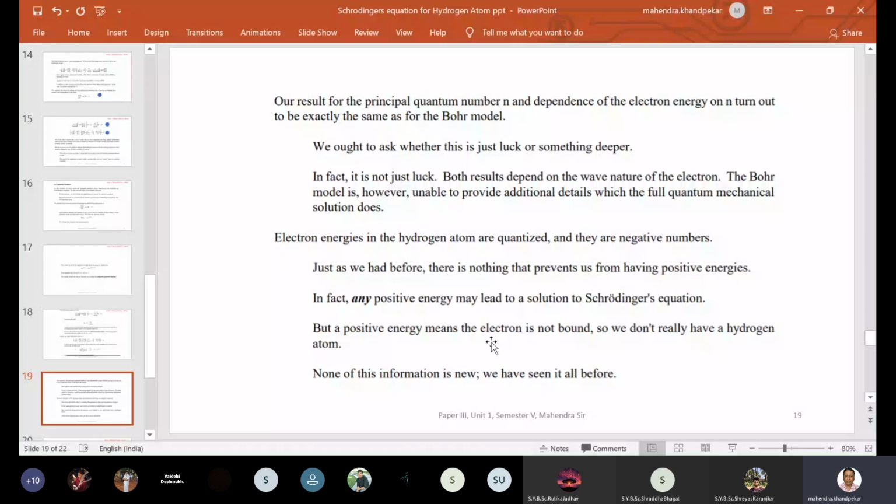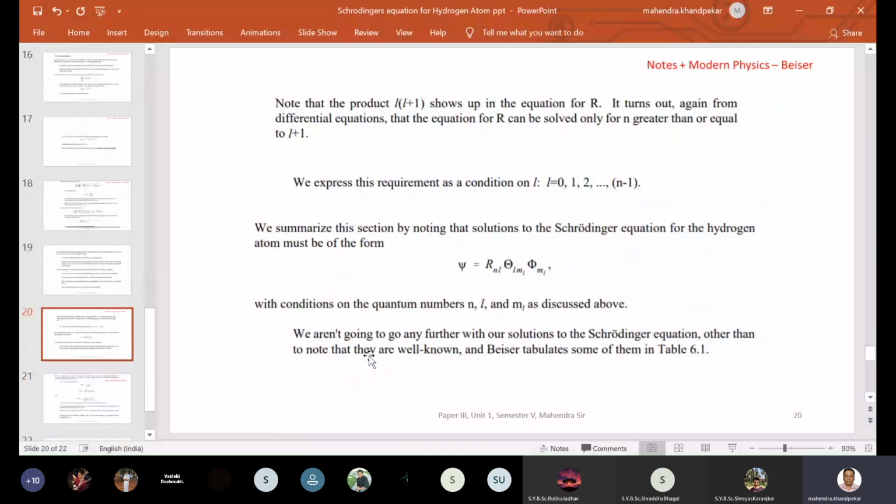Okay. So we know that if we use this, the electron energies of hydrogen atoms are quantized and they are negative numbers, just as we had before. There's nothing special, because if you have positive energy, then actually the hydrogen atom cannot form. You can read this, there is no problem. So we can express now that L is 0, 1, 2 till n minus 1. So we have got three numbers, ML, L, and N, right?